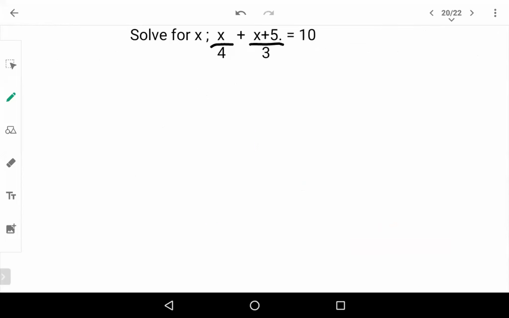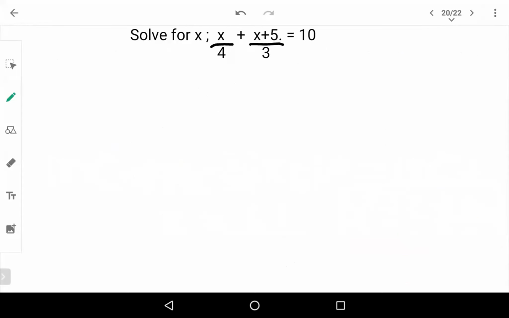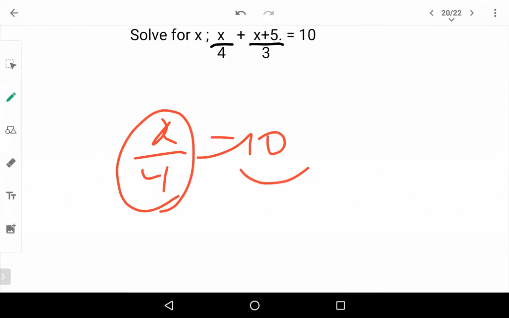Okay. A little different type of problem. What we did now was cross multiplication. But if you see the problems until now, we only had one complete expression on the left hand side and one on the right hand side, correct? Something like x by 4 is equal to 10. One on the LHS and one on the RHS. This is what we were having.